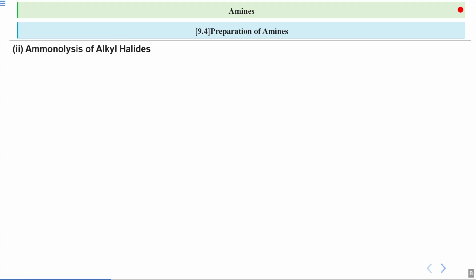Now we are moving to the next method, which is ammonolysis of alkyl halides. What do we mean by ammonolysis? Ammonolysis simply means breaking a bond using ammonia. We are going to see how an alkyl halide reacts with ammonia to eventually form a primary amine.